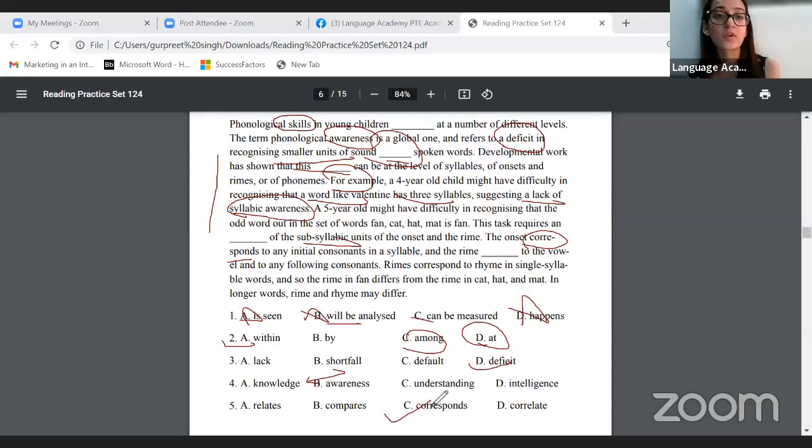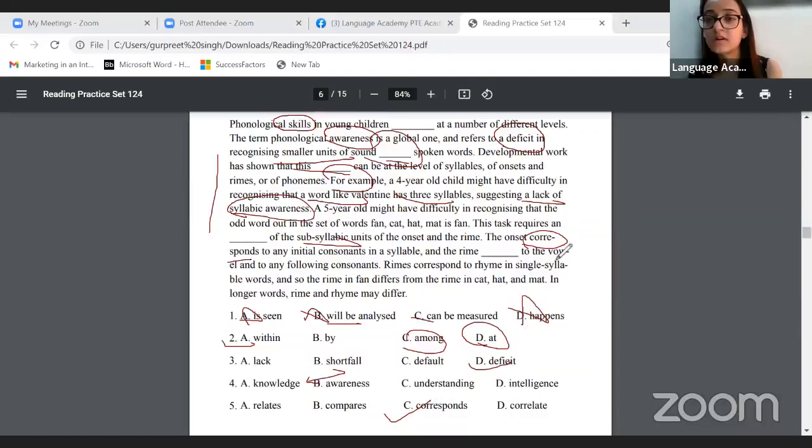They are measuring phonological skills at different levels, at 4-year-old, 5-year-old, and then sound within the spoken words. This was clear from the example. And this deficit, because the topic was about deficit. And then awareness, because again the topic is about awareness. And the last one is simply based on following the verb. The onset corresponds to this and the rhyme corresponds to that.